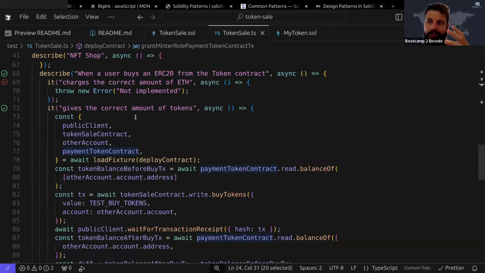Because now the token sale contract is minter for the token contract, for the payment token, so that it can store ETH and it can mint these tokens.